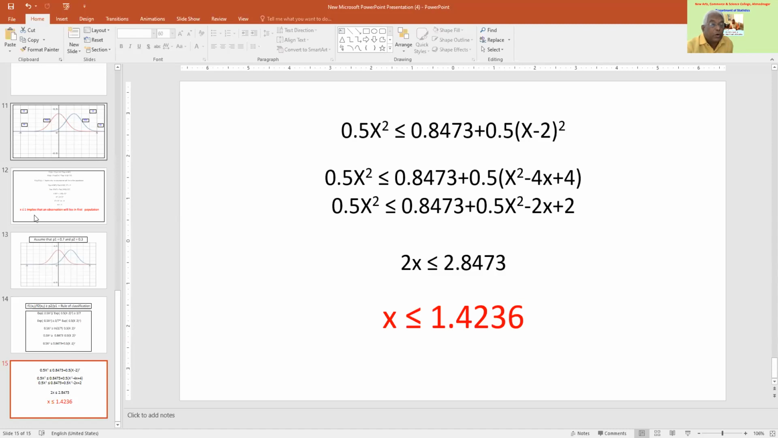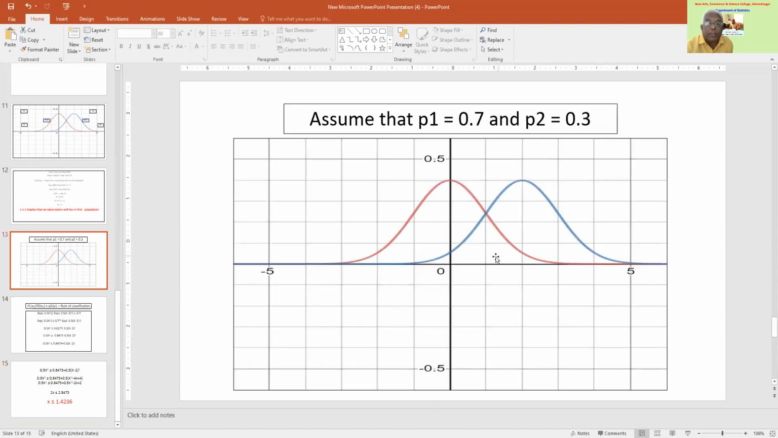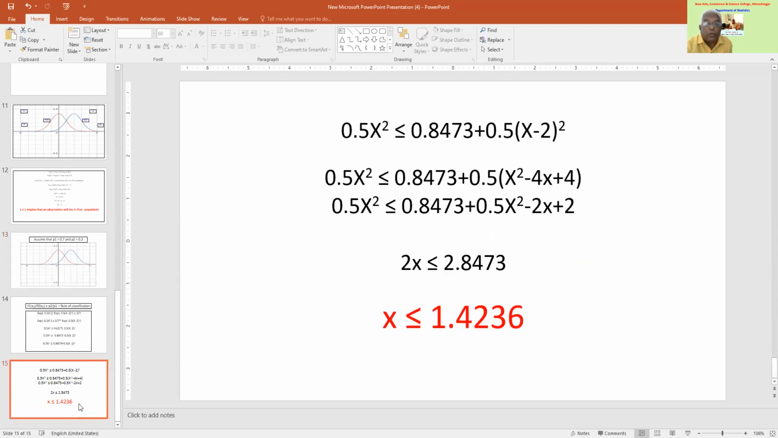The point is what I told you already, that when prior probabilities are equal, you are here. When prior probability P1 is larger, you are to this side. When prior probability is less, you are to this side. That is the point we have to mention here. Now you can take an example. You can change your prior probabilities and see how the cutoff point X will change. So this is one example I want to discuss here.